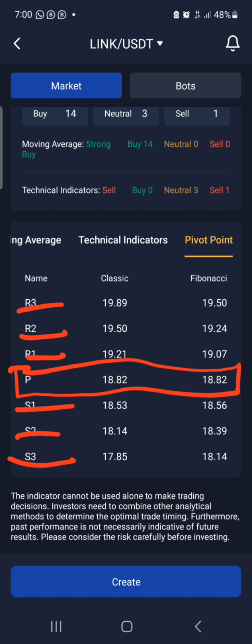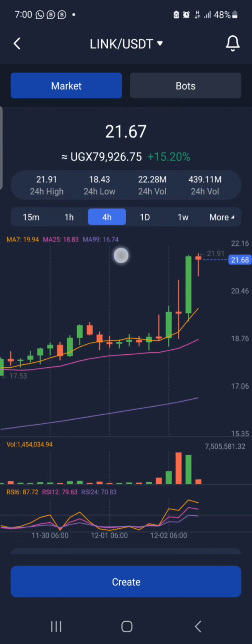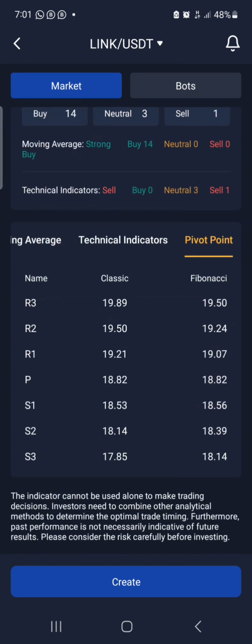All we are going to do is compare the current price here, 21.66, with the pivot points here. So when we look at our pivot points right now, 21.66 is above resistance 3. It means this coin has overbought. So this coin has overbought compared to the previous prices.